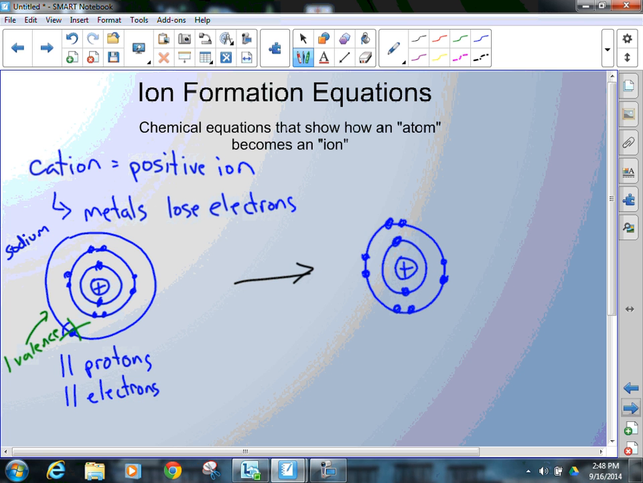But where did this electron go? It didn't just disappear from the universe. What we ended up making was a sodium ion with 11 protons still.